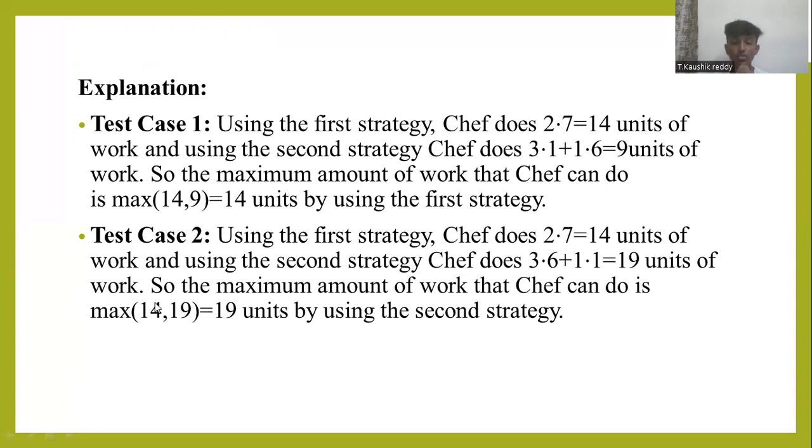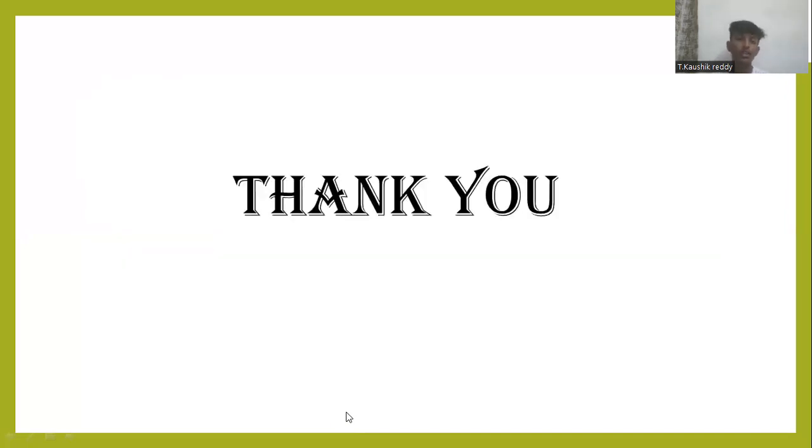And next, test case 2. Using the first strategy, chef does 2 into 7, 14 units of work, and using the second strategy, chef does 3 into 6 plus 1 into 1. We get 19 units of work. So the maximum amount of work the chef can do is the maximum of 14 and 19, which is 19 units, by using the second strategy.